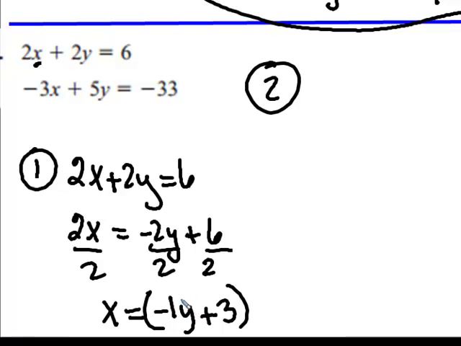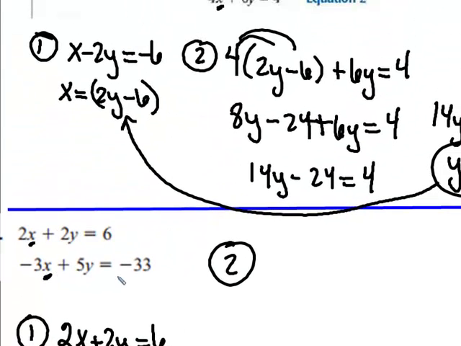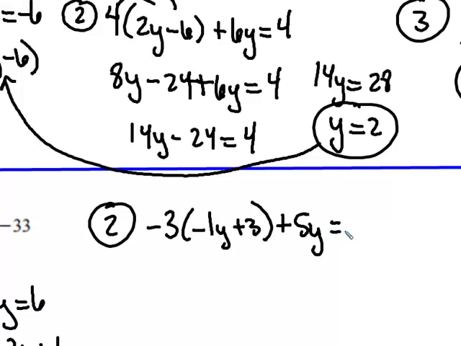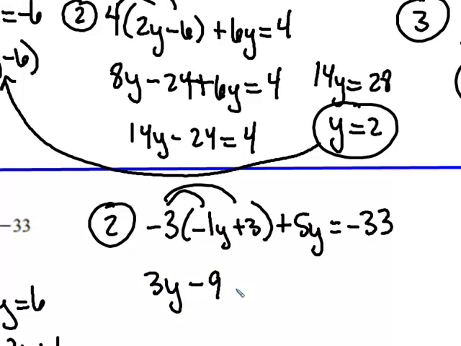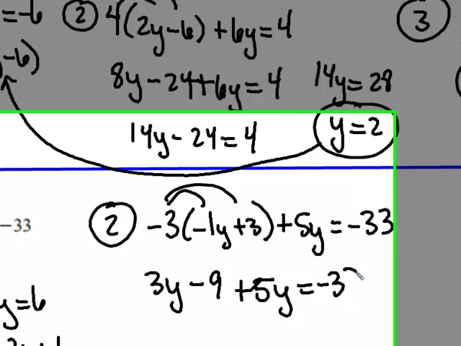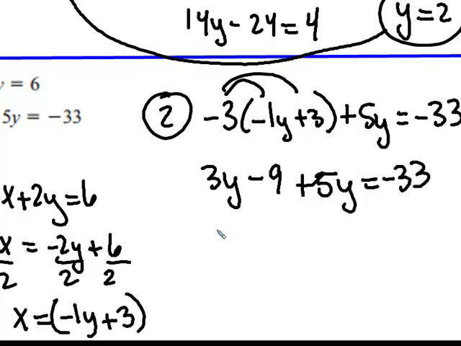In step 2, I have to substitute the expression in for the x. So I have negative 3 times the quantity negative 1y plus 3. And then again, don't forget the rest of your equation, plus 5y equals negative 33. Distribute the negative 3. So 3y minus 9 plus 5y equals negative 33. 3y plus 5y is 8y minus 9 equals negative 33.